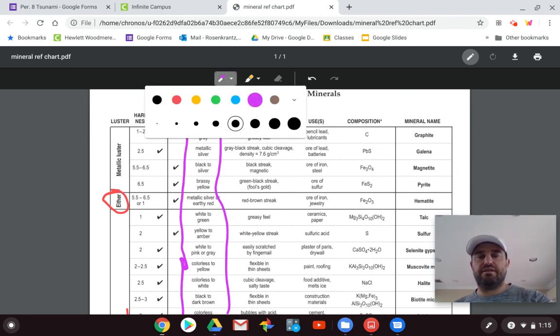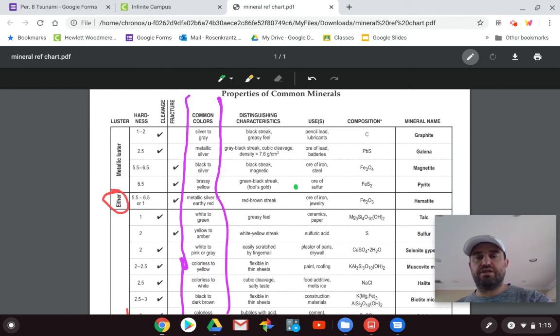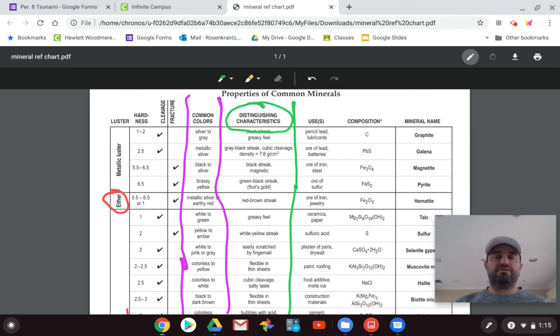And then the next is distinguishing characteristics. Now this will allow you to distinguish, or really tell one mineral apart from all the others. So this is probably the most important section. All right. So let's take the mineral pyrite right here. You don't have to memorize that pyrite is fool's gold because they're telling you right here in the distinguishing characteristics.